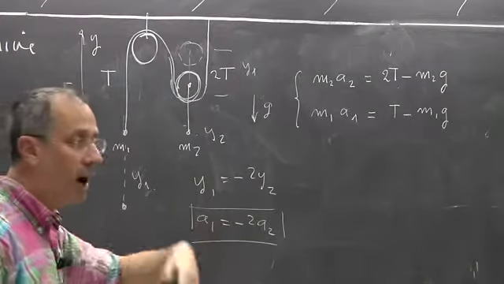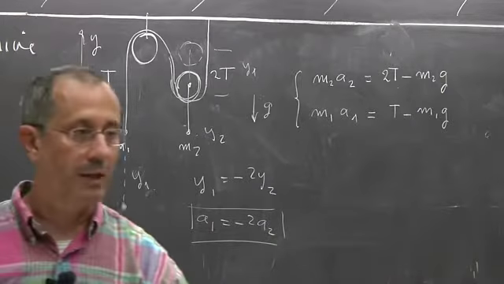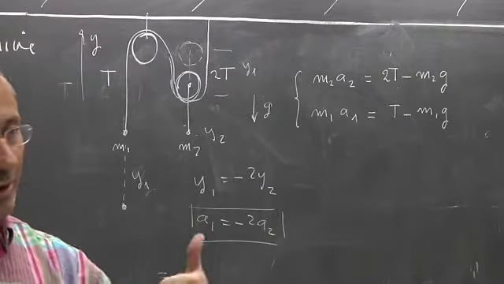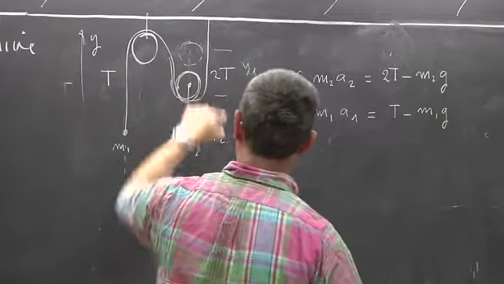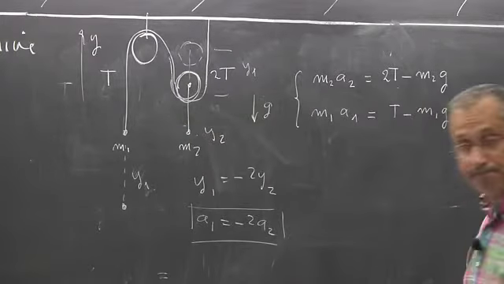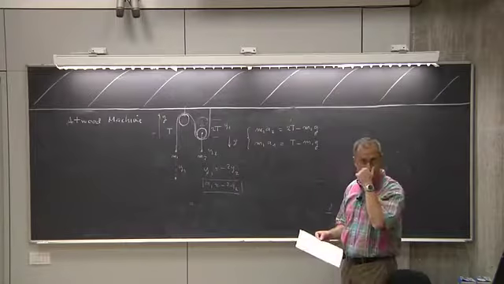Necessarily the two accelerations are not equal, but they are related. In fact, one is twice as big as the other one, and of course pointing in the opposite direction, because as one goes down, the other goes up, because of the string. You agree?